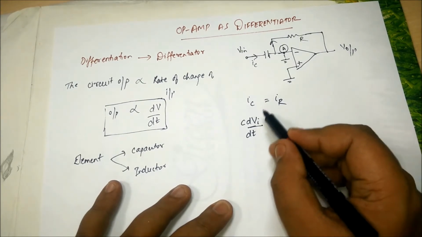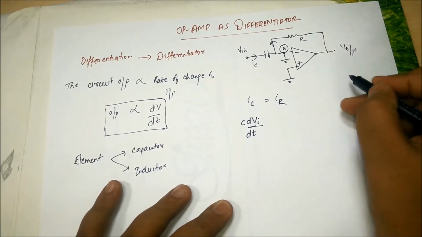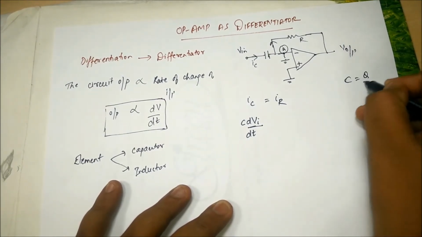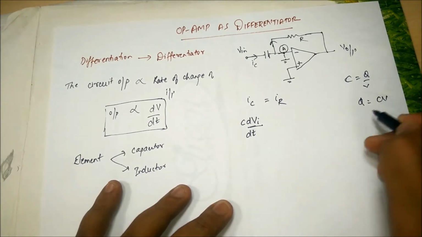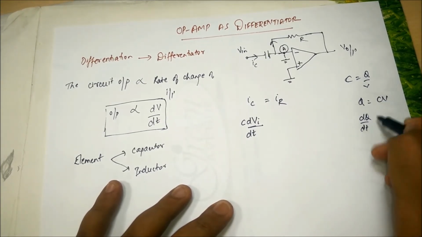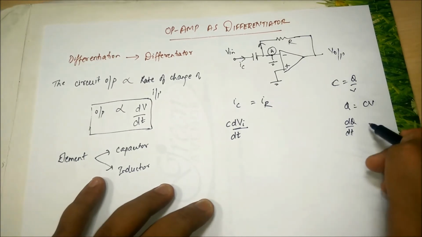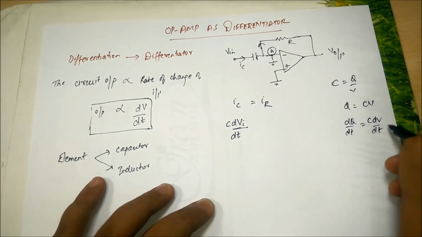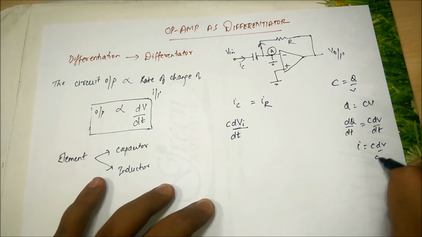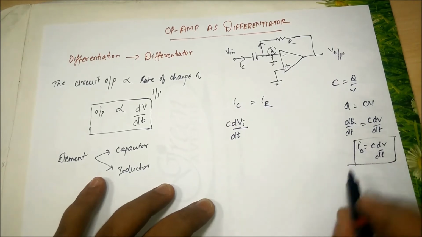You want to know how I calculated the capacitor current? It's very simple, fundamental. C is equal to Q by V, so Q is equal to CV. I differentiate with respect to time because rate of flow of charge is called current, and I got C dV by dt. So I is equal to C dV by dt. This is the current which will flow through the capacitor.